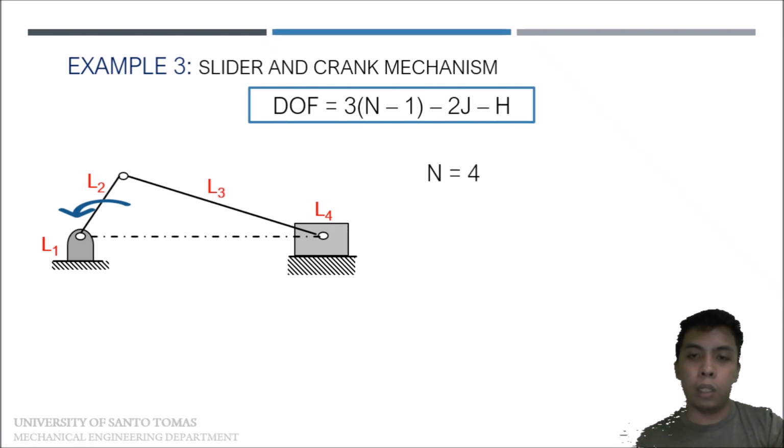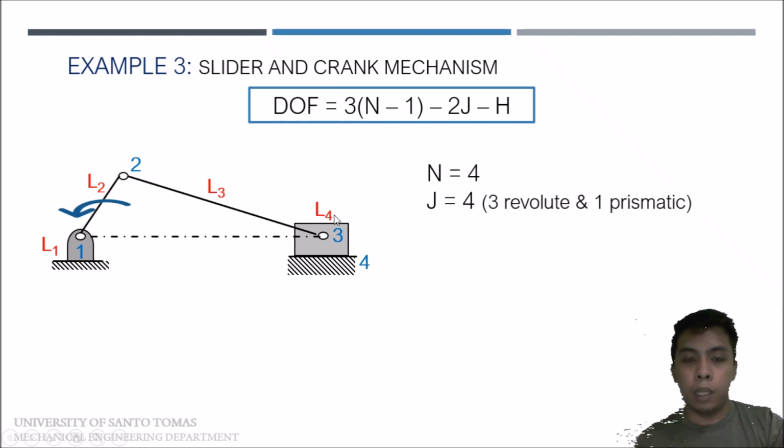Next, let's count the number of lower pair in the mechanism. First, we have a revolute here, another revolute here, another revolute, and then a sliding or a prismatic pair here. So we have 4 lower pair, 3 revolutes, and 1 prismatic pair.